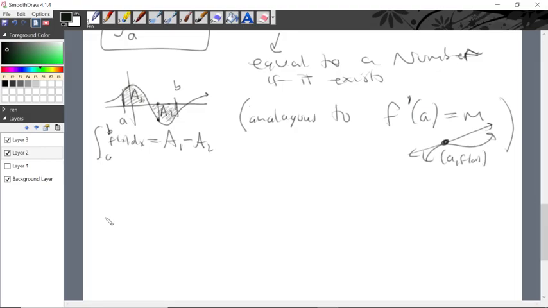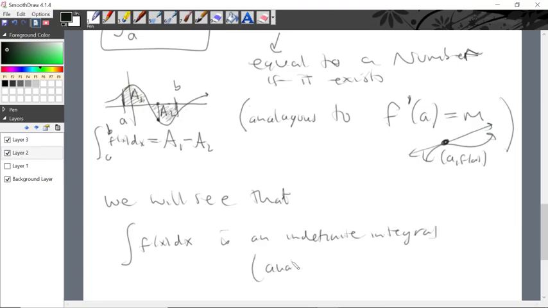In a future section, we will see that there is also something called an indefinite integral. If we write the integral of f of x dx where there are no bounds, there's no upper bound, there's no lower bound, that is called an indefinite integral.